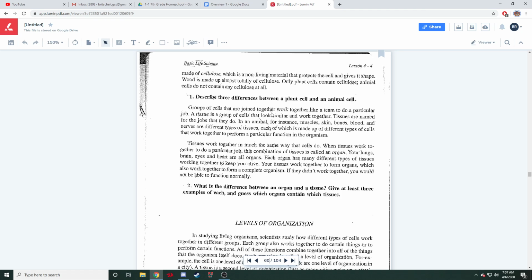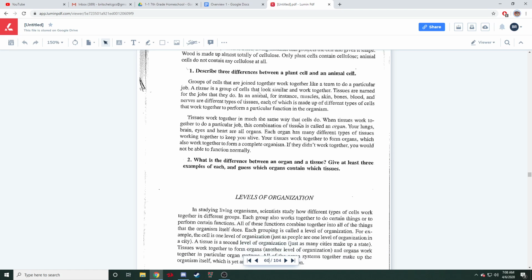Groups of cells that are joined together work together like a team to do a particular job. A tissue is a group of cells that look similar and work together. Tissues are named for the jobs they do. In an animal, for instance, muscles, skin, bones, blood, and nerves are different types of tissues, each of which is made up of different types of cells that work together to perform a particular function in the organism. Tissues work together in much the same way that cells do.